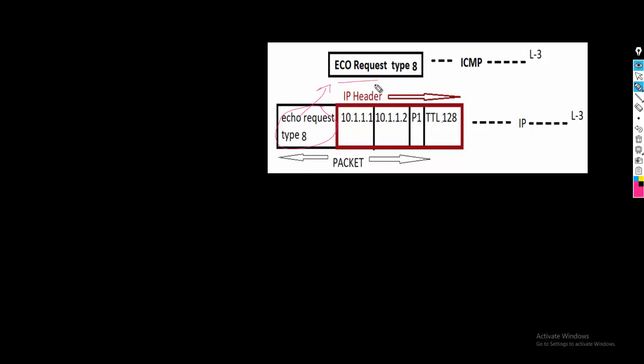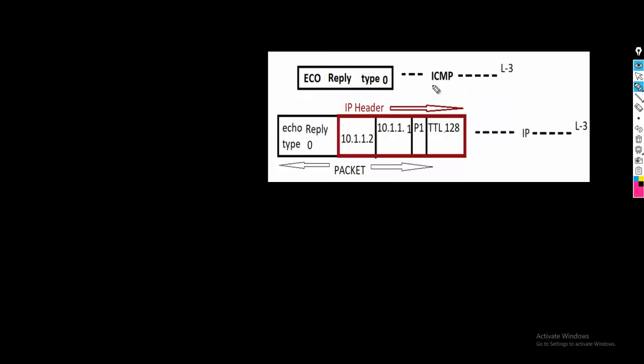Now the ICMP protocol will check the type code, which is 08. That means it is an echo request message. Now what the ICMP protocol will do is give an echo reply to this echo request message, in which the type code will be 0. That is, it is a reply. So the echo reply will be handed over to the IP protocol at layer 3.